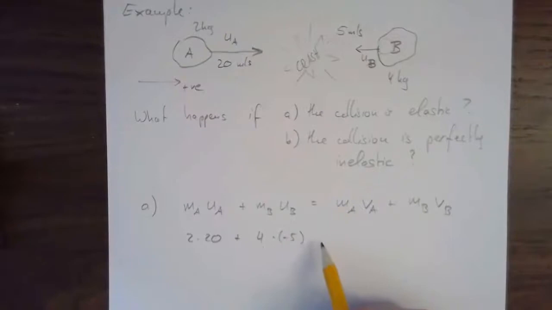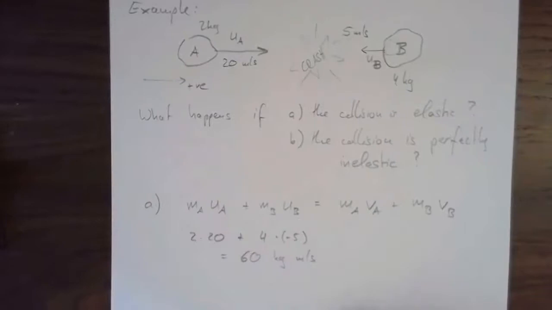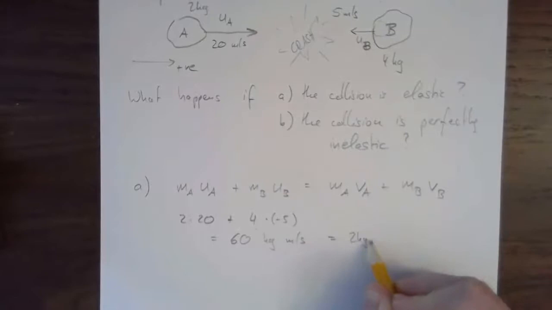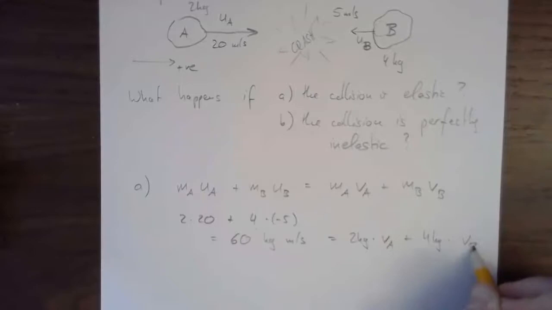So what is this? It's 80 minus 20, so that is 60 kilogram meters per second. So 60 kilogram meters per second is equal, on the right hand side, to 2 kilograms times VA plus 4 kilograms times VB. Those are my two unknowns. Notice I can't solve this because there are two unknowns, VA and VB, but I only have one equation.